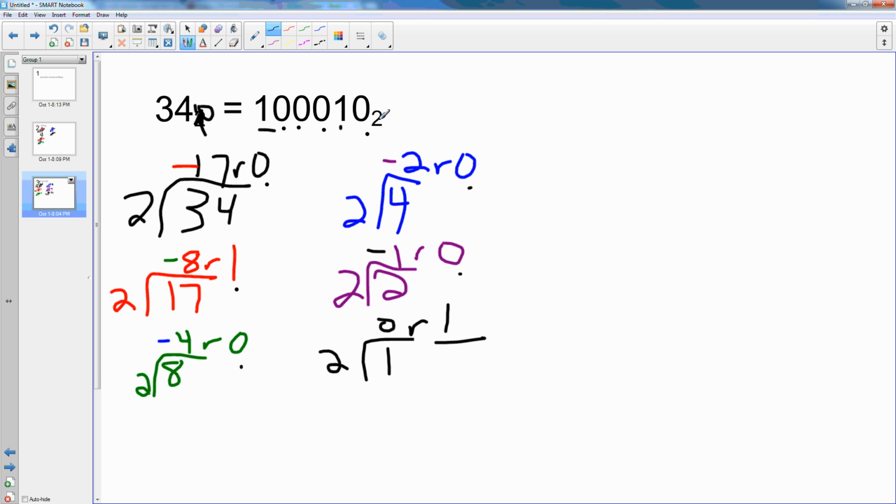That is how you convert from base 10 to base 2. If you guys find this helpful, it's just the same process with as big or small a number as you want.